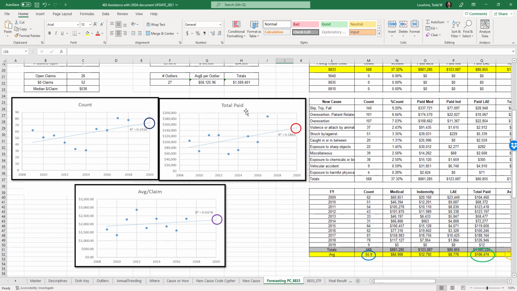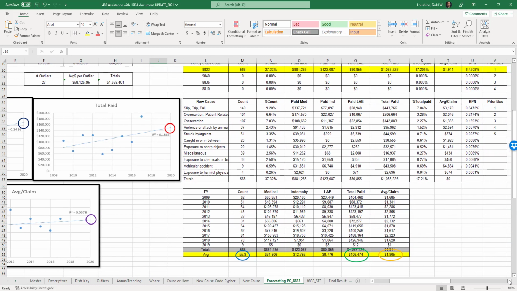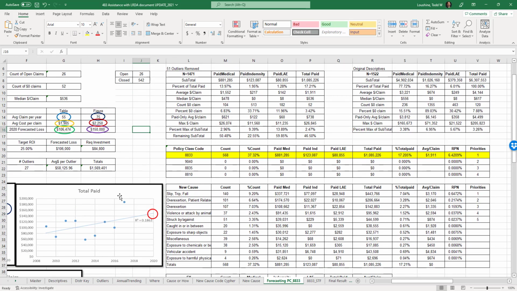And as you can see, I've got count, total paid, and average, and I'm estimating future losses. This was to 2020. We're going to estimate to 2023 and just see what it is. Because when you break it down by variables such as class code, cause, things like that, things will tease out of the general tendencies, which we already kind of know, as we are trying to determine overall what our priorities are and how the program is performing. So that's what we're going to do.